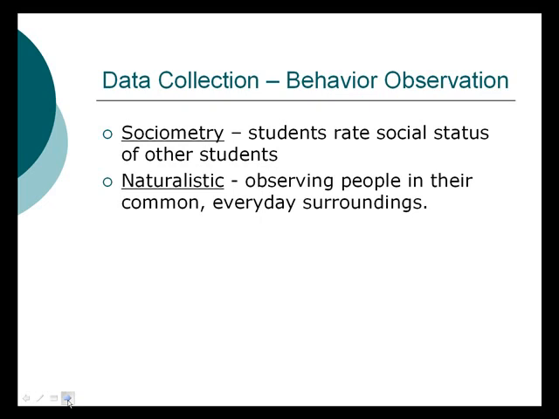Okay, naturalistic observations, which is different than sociometry, looks at observing people in their common everyday settings. In other words, it would be like parking in front of the library and observing how people interact. The advantage is it's really the only technique that can tell what children or adults do in everyday life. Most of the other settings, we're either asking those people directly or observing them in some sort of artificial laboratory setting.